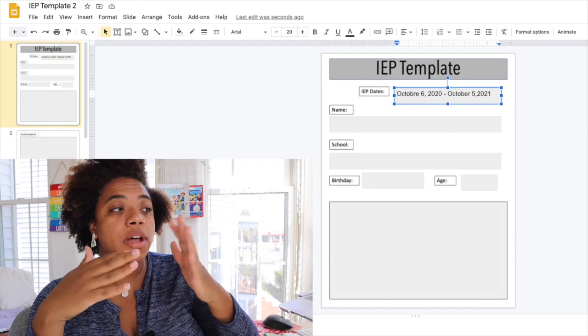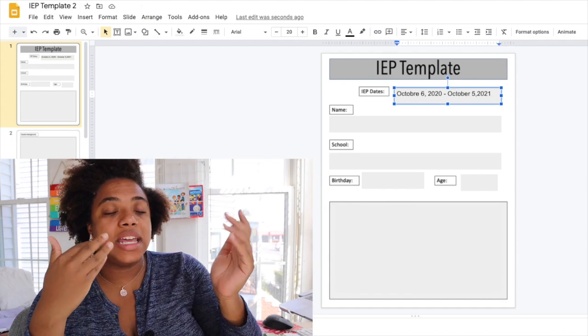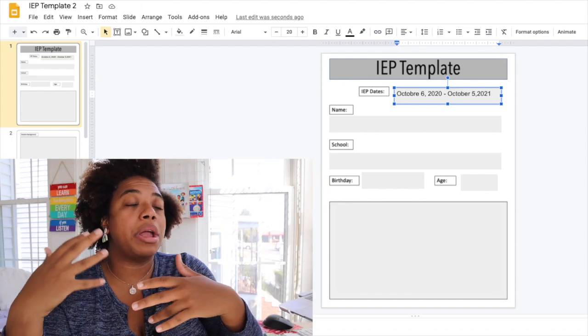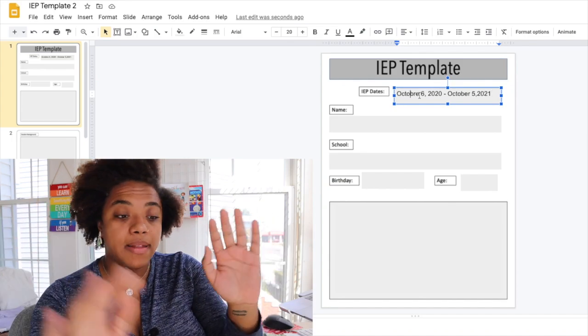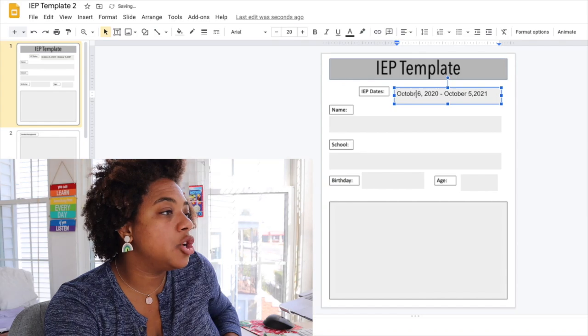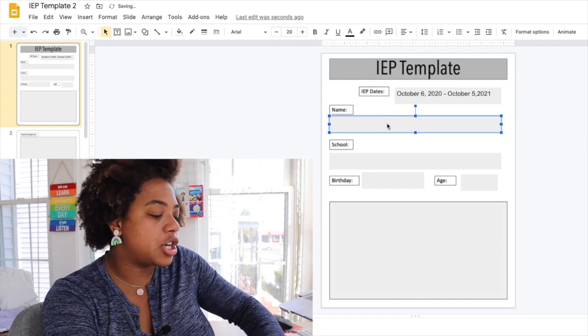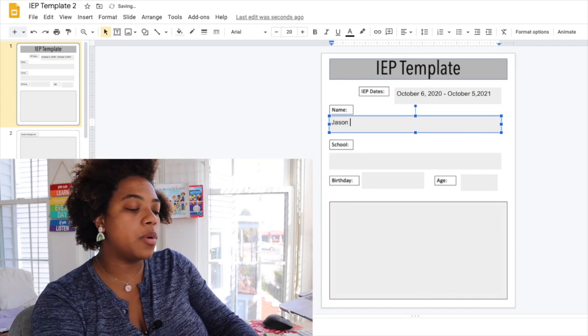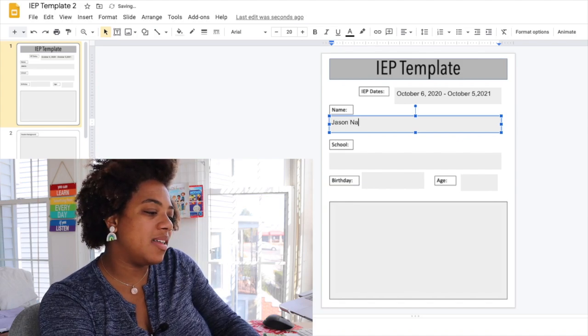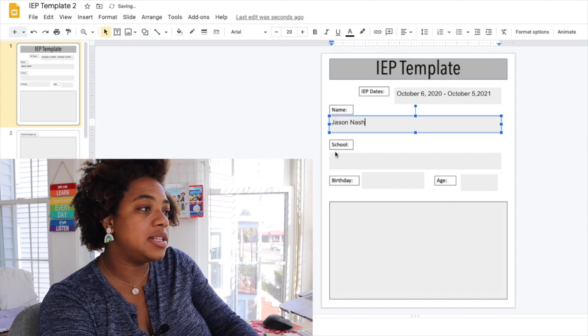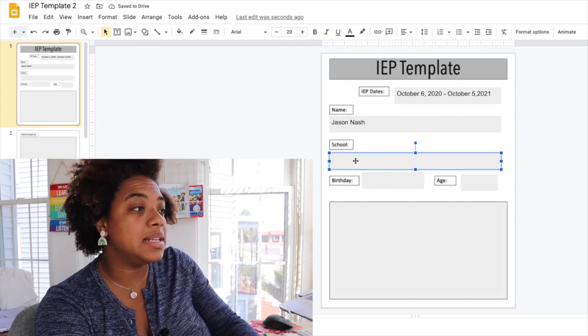So some states will have it be the date that you actually write the IEP, or it will be, I don't know, the date that it is approved, something like that. I spelled October the French way. I apologize. I'll fix that. Now we're gonna work on his name. So what are we calling him? Jason? Yeah, Jason Nash. That's a YouTuber, but why not? That can be his name.